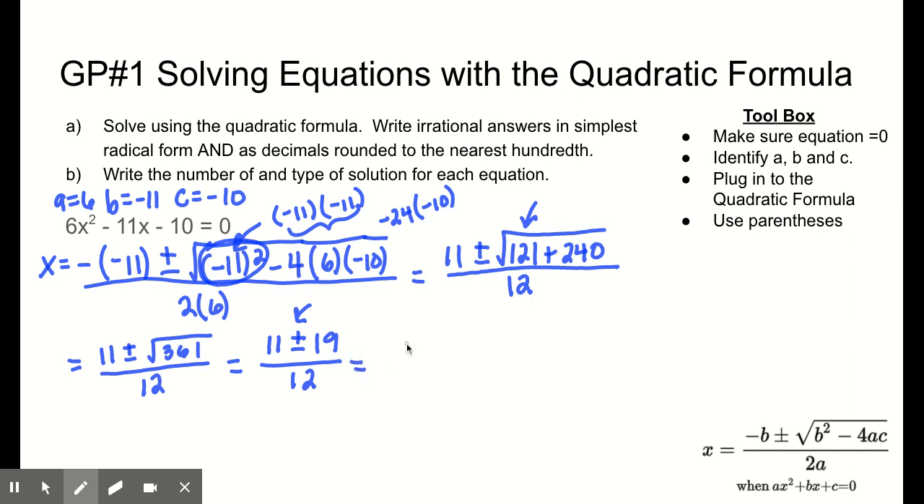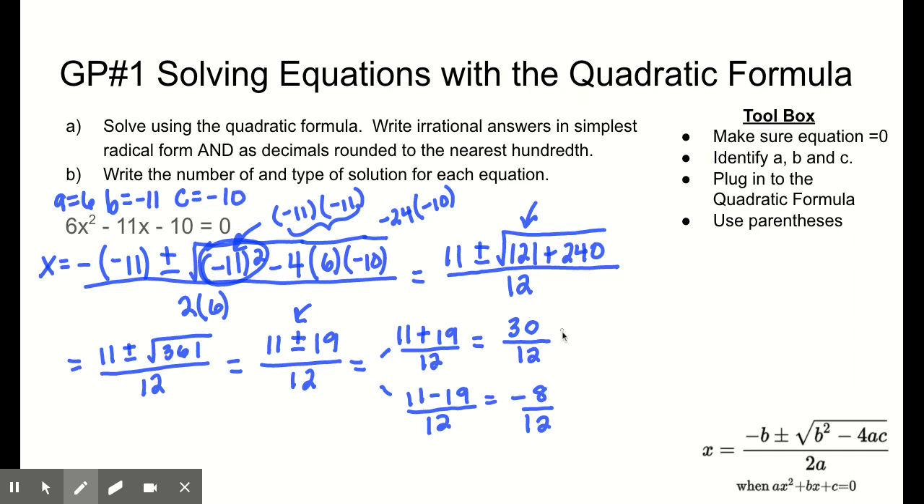So at this point, we need to go ahead and separate this into two expressions so that we can simplify to find our values of x. So we have here 11 plus 19 divided by 12, and we have 11 minus 19 divided by 12. And so whenever we have that whole number value here, we're going to separate it and we're going to find those actual values of x. So we're going to simplify it as far as we can. So 11 plus 19 is going to give us 30. 11 minus 19 is going to give us -8. This should be a 12, not a 2.